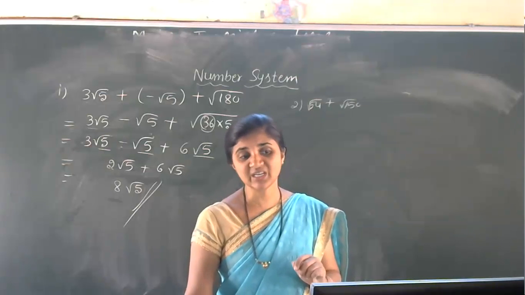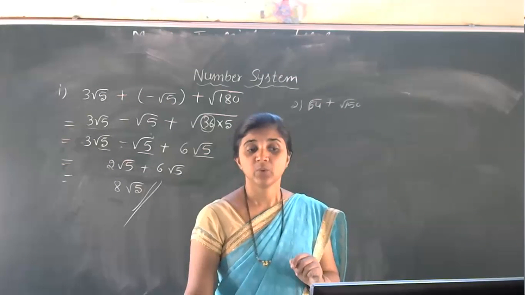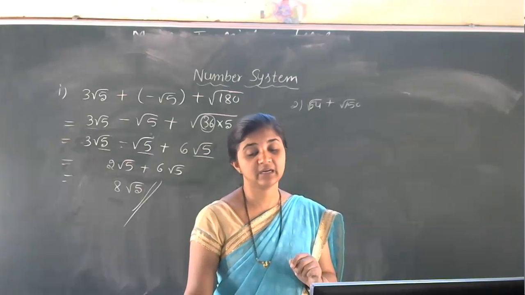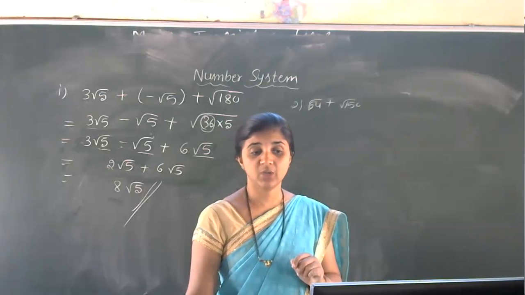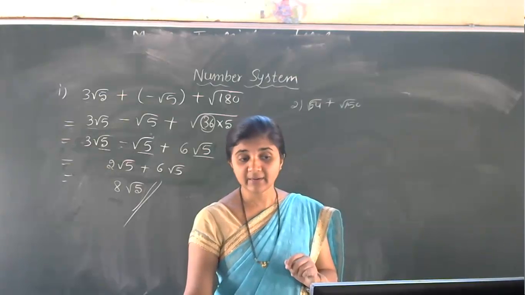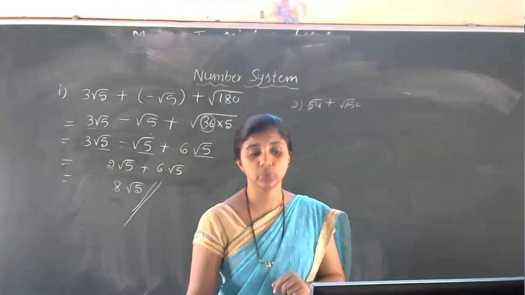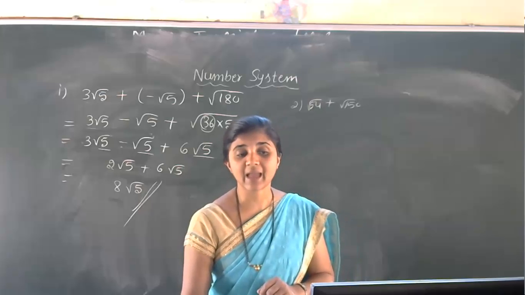Now the quotient is an irrational number. Then root 6 by root 3. Root 6 is also not a perfect square, so this is irrational. Root 6 can be split as root 3 into root 2, divided by root 3. Root 3 gets cancelled. The remaining is root 2. So root 2 is irrational.